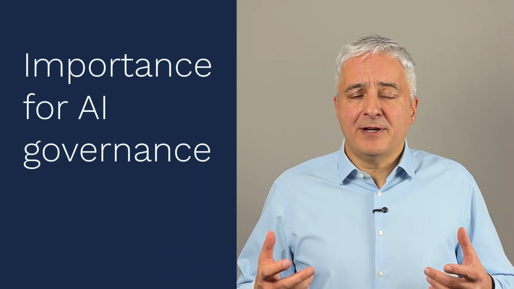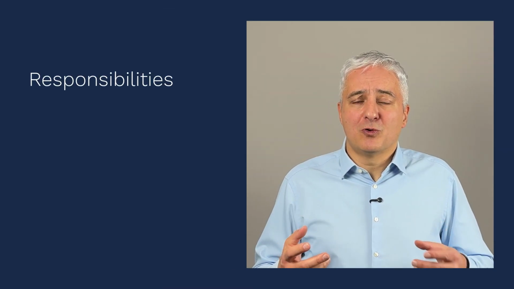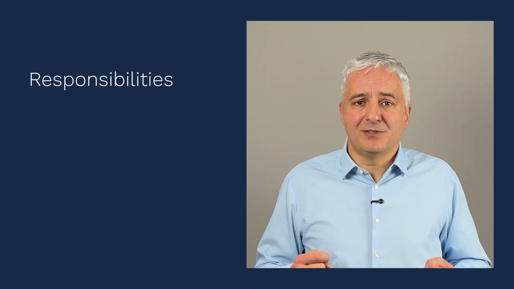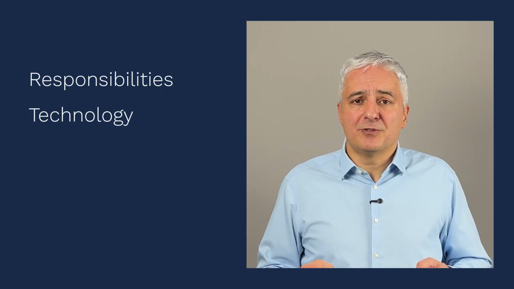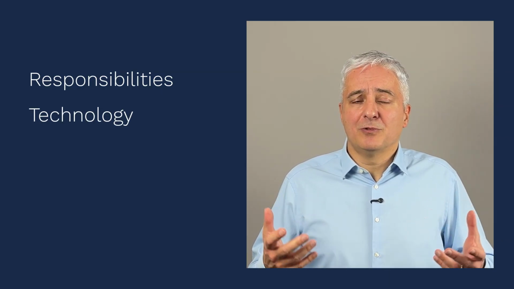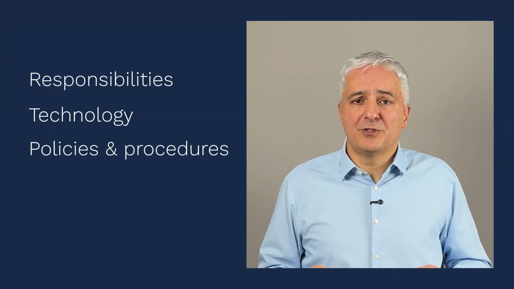Now, why is this diagram important for AI governance? It's important because understanding this diagram actually helps you organize management of AI systems. And you can organize this AI governance through 3 aspects: people, processes, and technology. So you should define exactly who is responsible for each of these elements of these AI systems. You need to figure out which technologies you will be using for each of these elements, and you have to define what kind of policies and procedures you will use for each of these elements.